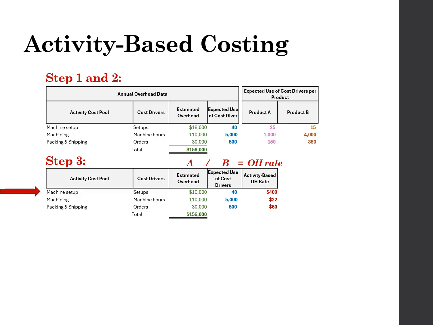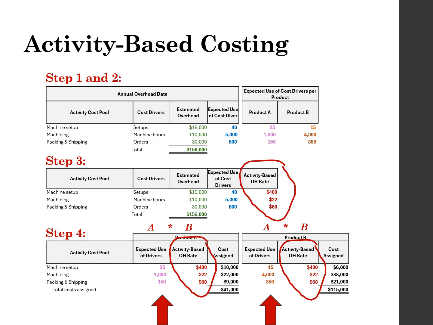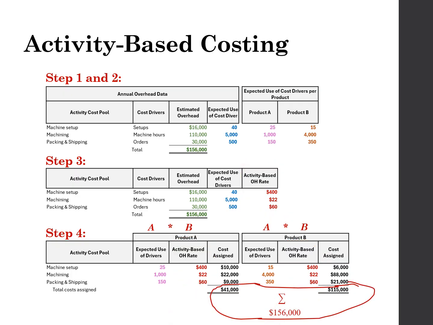For example, $16,000 was assigned to the machine setup cost pool, and the cost driver is the number of setups. So we divide $16,000 by 40 to arrive at an activity-based overhead rate of $400. To allocate overhead cost to the 2 products, we multiply the number of cost drivers expected to be used per product by the activity-based overhead rate from step 3. The sum of the overhead assigned to product A and B must equal $156,000.